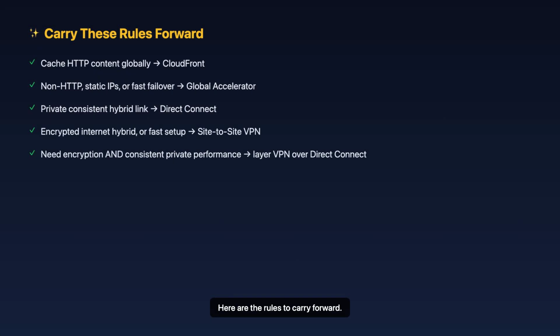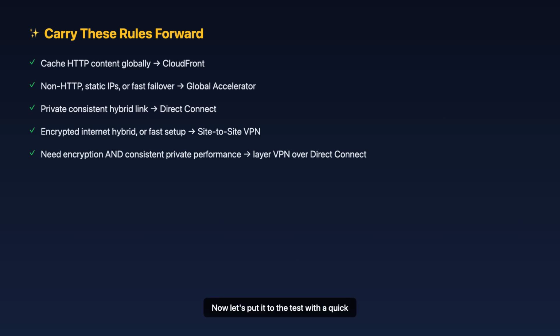Here are the rules to carry forward. Cache HTTP content globally, that's CloudFront. Non-HTTP protocols, static IPs, or fast failover, that's Global Accelerator. A private, consistent hybrid link, that's Direct Connect. An encrypted internet hybrid link with fast setup, that's site-to-site VPN. And when you need encryption and consistent private performance together, layer VPN over Direct Connect. Match the protocol and the qualifier, and the service falls out on its own.